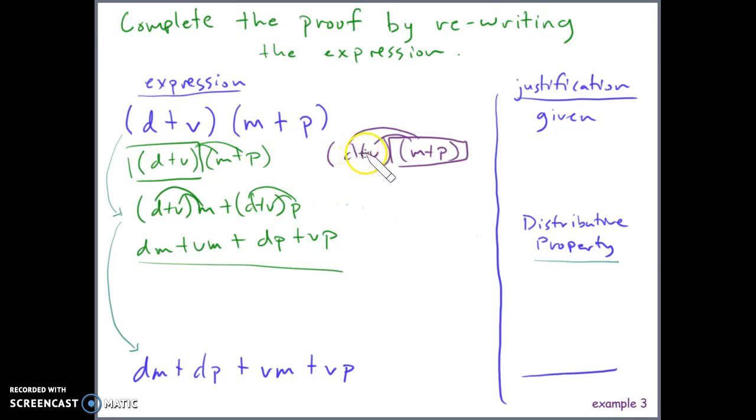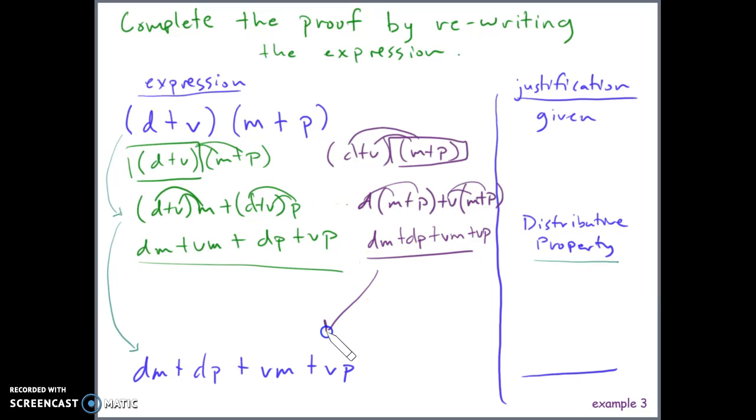So we have d times (m plus p), so we're distributing the m plus p, plus v times (m plus p). If we distribute this way, we can now distribute the d to the m and the p, and we get dm plus dp, plus we can distribute the v inside the parentheses, we get vm plus vp. And you can see now this expression is the exact same as this expression. So we know that the expression that we're typing in the first blank is this expression right here.